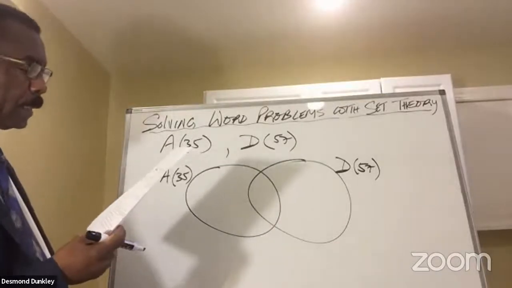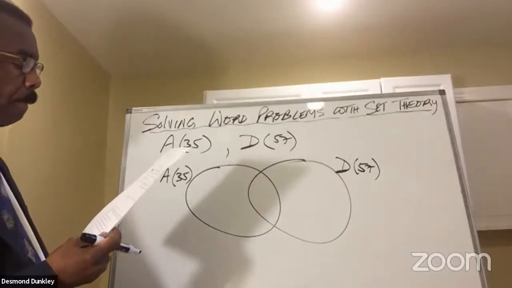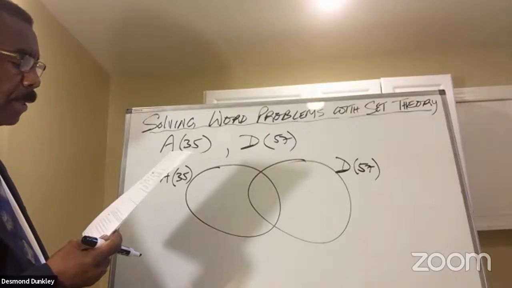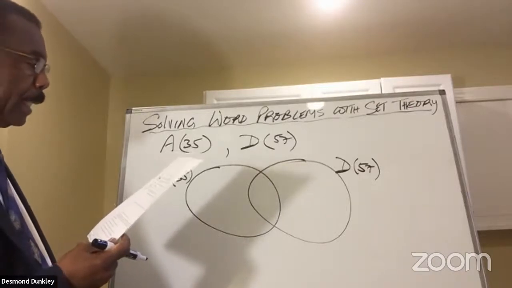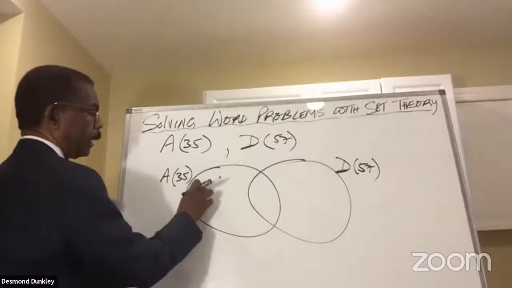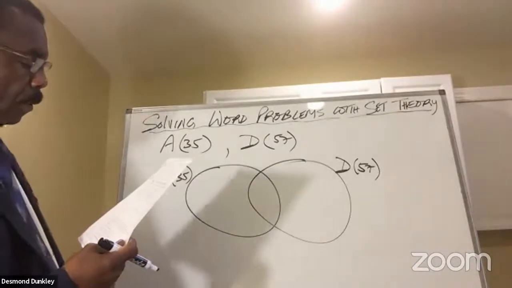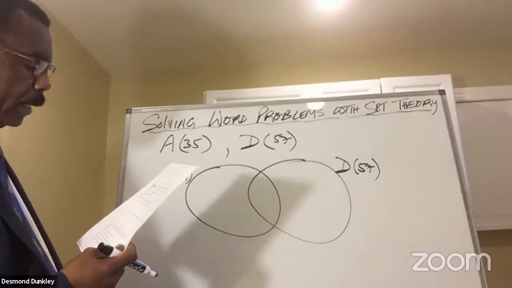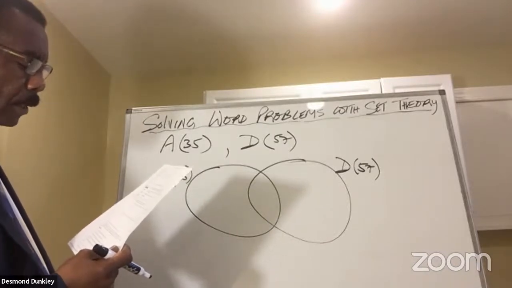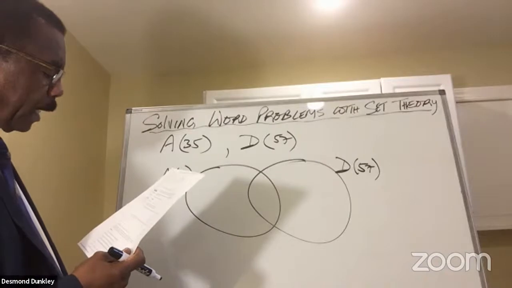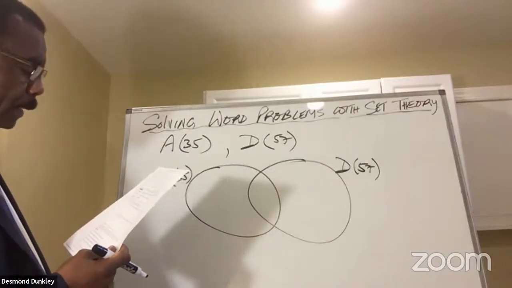What do they want from us? They say, okay, find the number of students who are either in art class or in dance class. So we need this plus that, when two classes meet at different hours and 12 students are enrolled in both activities.